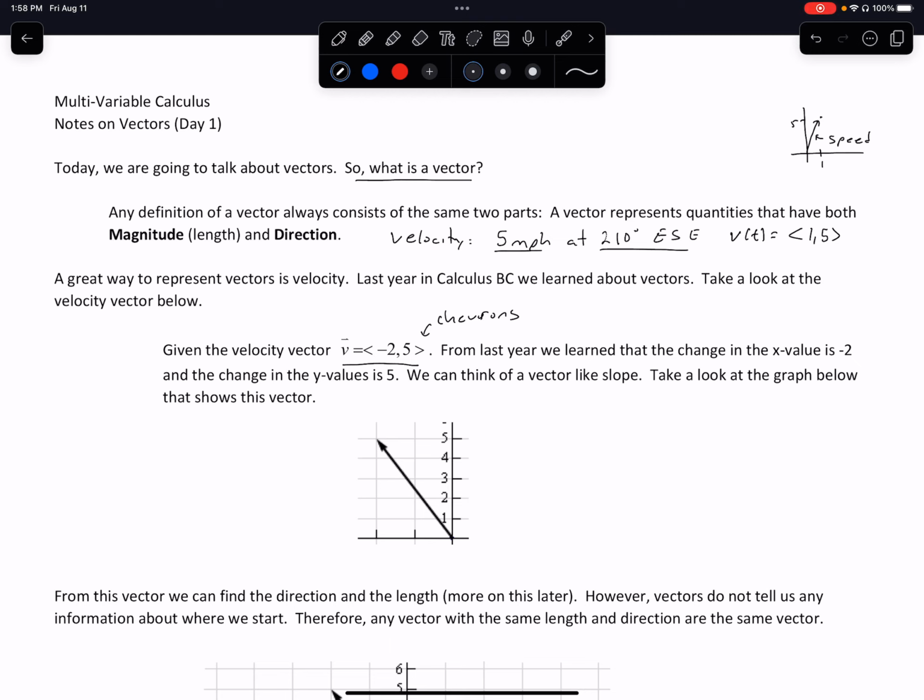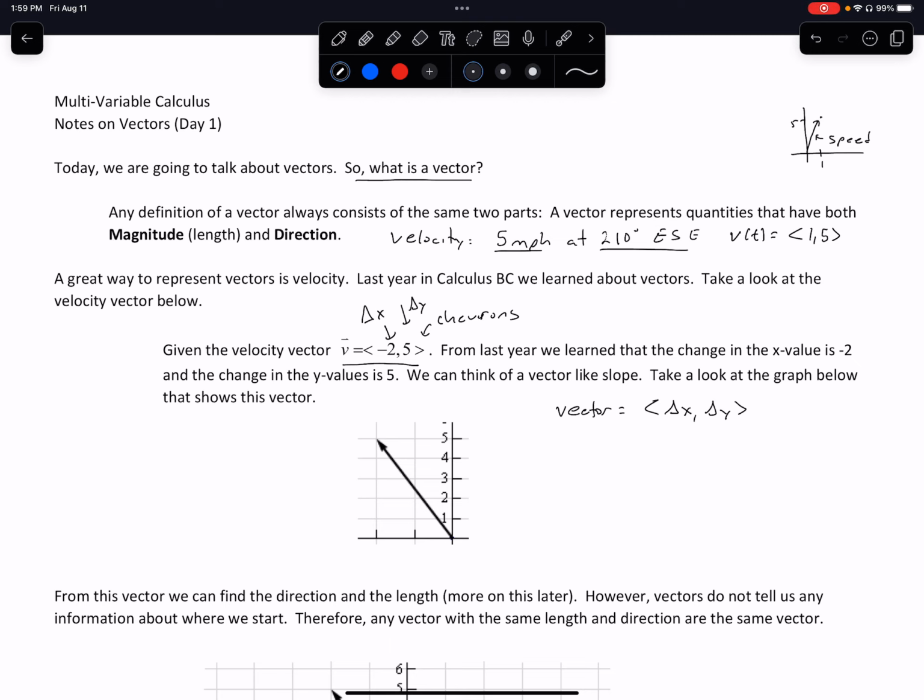From last year, we learned that the change in the x value here is -2, and the change in the y value is 5. We can almost think of the velocity vector like slope. So if I think about a vector, I can think of this as the first one. There's my change in x, and there's our change in y.